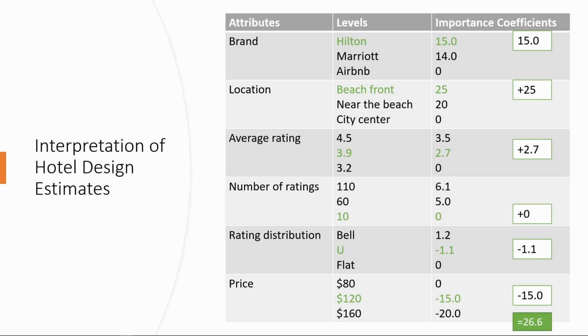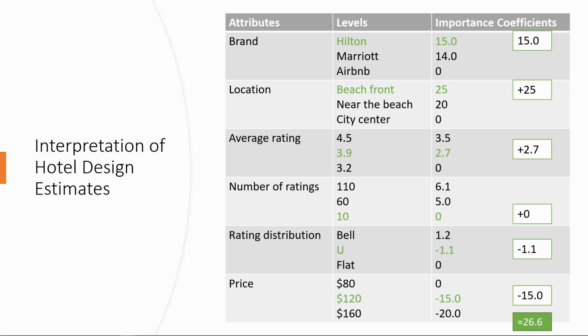It is important to know that this specific number, 26.6, does not carry any meaning in itself. It's only meaningful when you compare the scores relatively. If, let's say, you have another hotel profile, and that profile has a score of 20, and then 26.6 wins over 20, so the conjoint analysis result would tell you that this consumer would prefer the hotel with a score of 26.6 over the hotel with a score of 20.